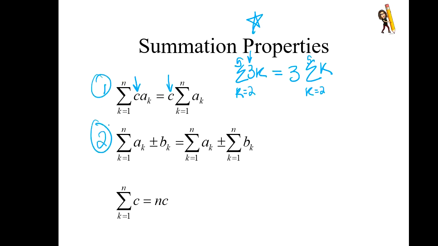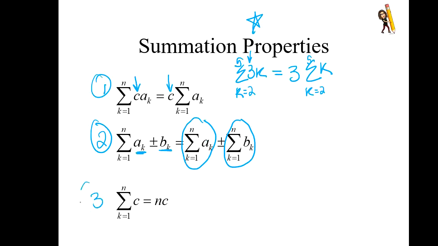Second property, if you have in a pattern some term plus or minus another term, it is the same as breaking it up into 2 separate summations. So if it's easier for you to break it up into 2 separate sums so you don't have such a long pattern, you will result in the same answer, okay?